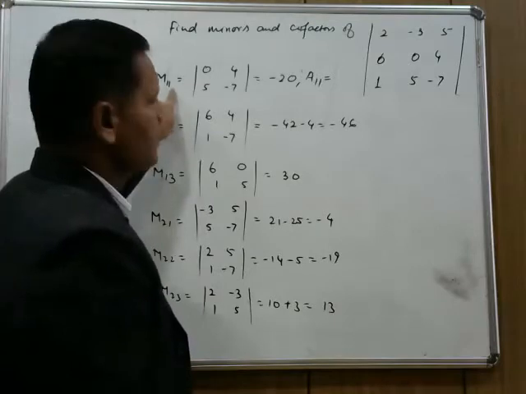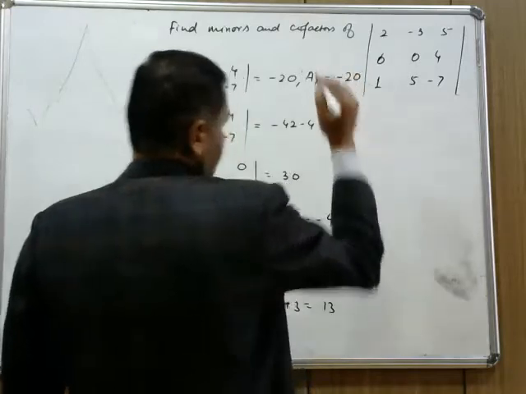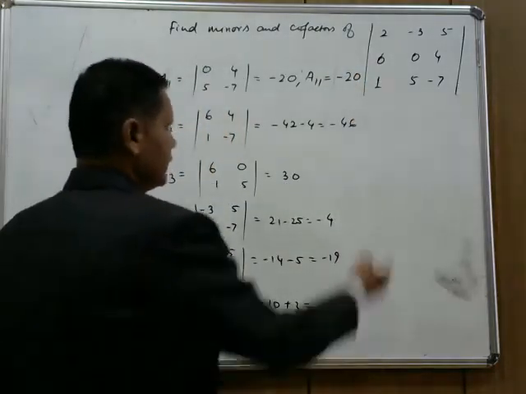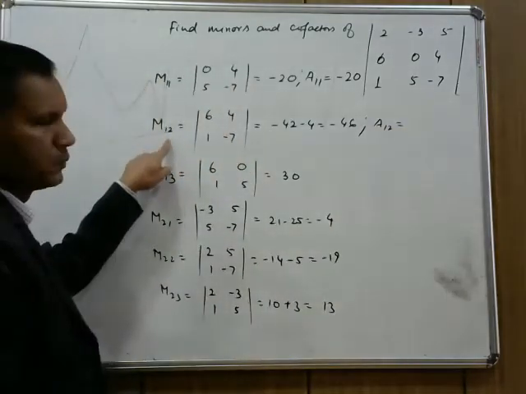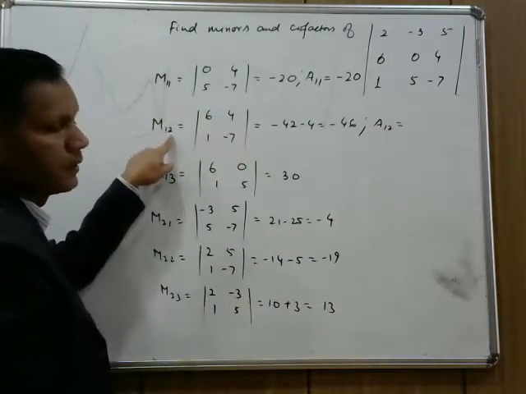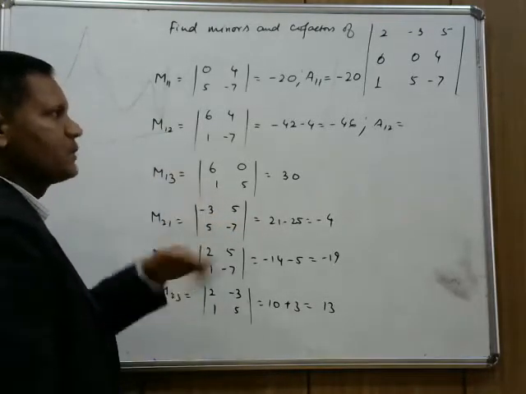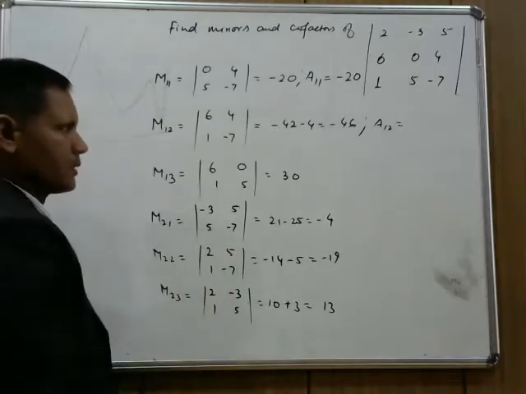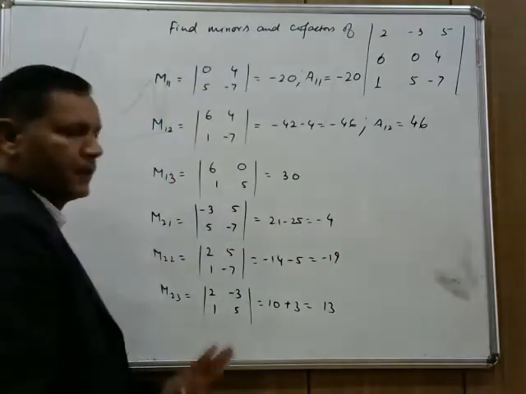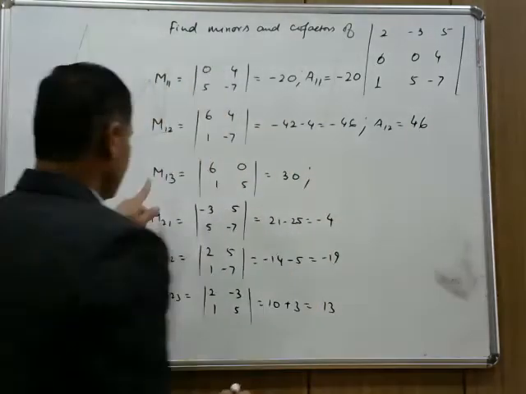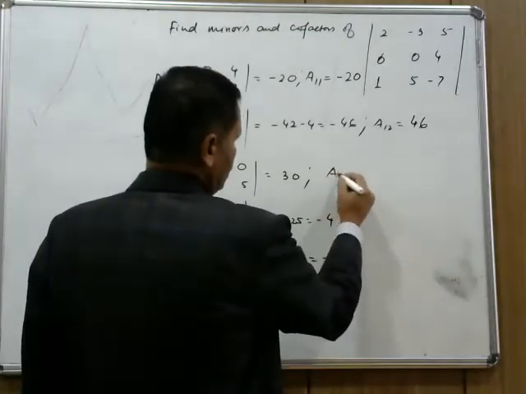1 plus 1 is 2, that's why the value will not change; this will remain minus 20 itself. Right? Here for A12, with M12, the sum of 1 plus 2 is 3, odd, that's why for the cofactors this value will change, positive to negative or negative to positive. Here it is minus 46, I like here positive 46. Simple.